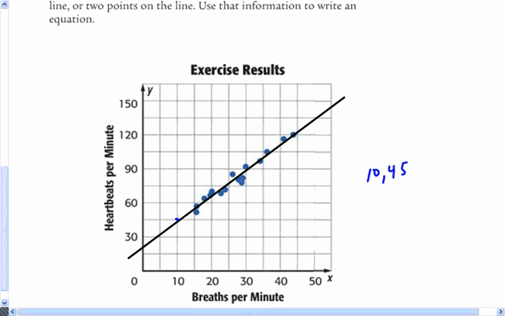And let's see, where's another spot? It's right about here at 30, 90. So the rise is from 45 to 90, which is 45. And the run is from 10 to 30, which is 20. So I could do 45 divided by 20, which is 2.5. All right. That's one way to do it.